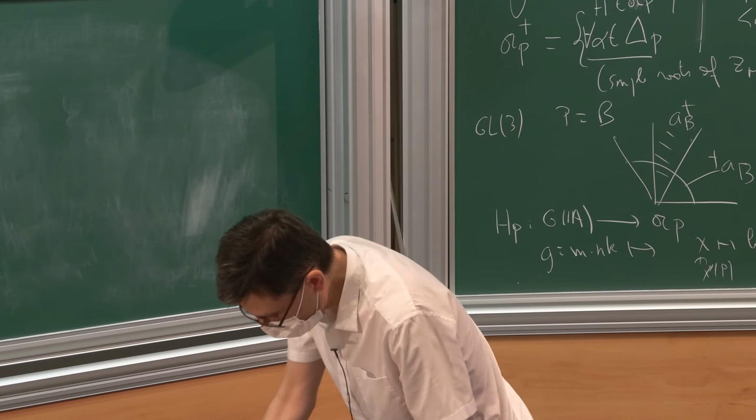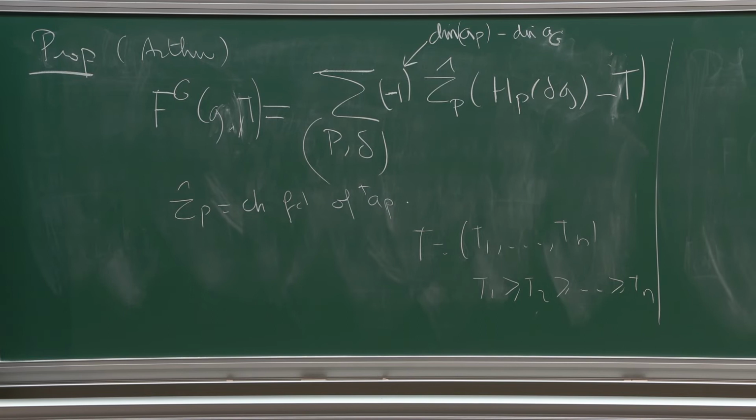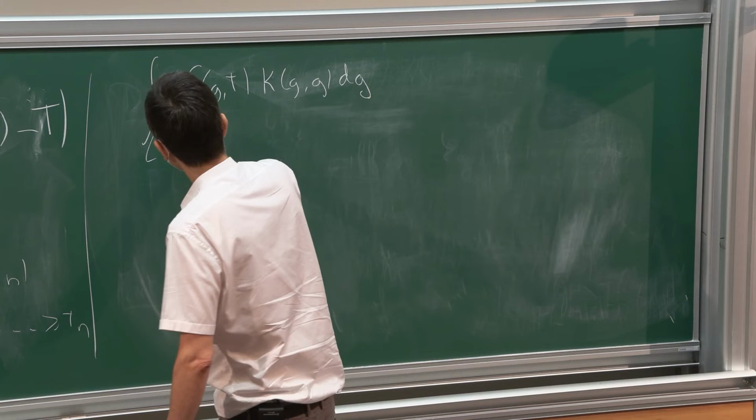So what is the link with the trace formula? Now I can use this function to truncate the integral. So I put a 1 because I take the kernel.